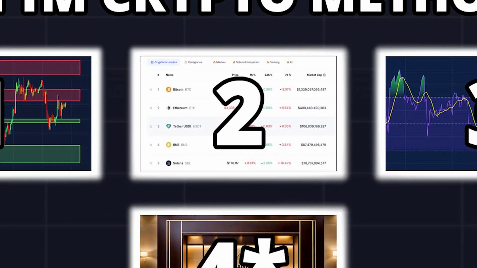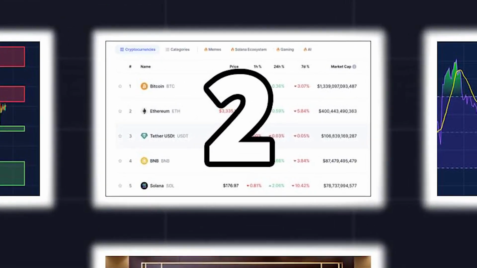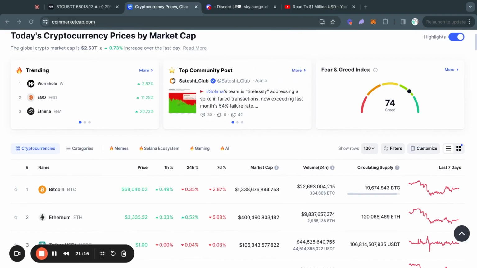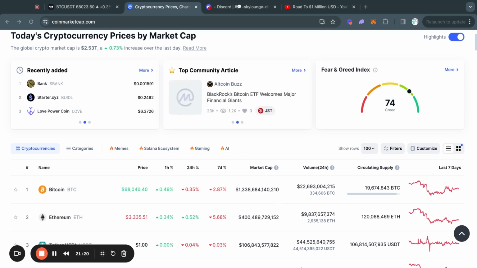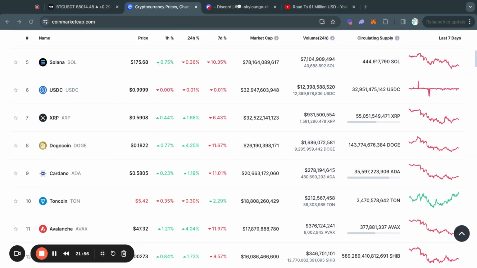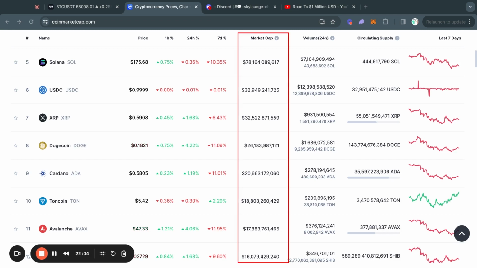Now let's get to tip number 2, which is understanding market cap. And this is a crucial concept that will make or break your investing strategy in crypto, because the price is not what it seems. Just because a coin is cheaper in dollar terms doesn't make it a coin with more potential, or that you can make more money on it, or even that it's actually cheaper, because we need to look at the market cap.